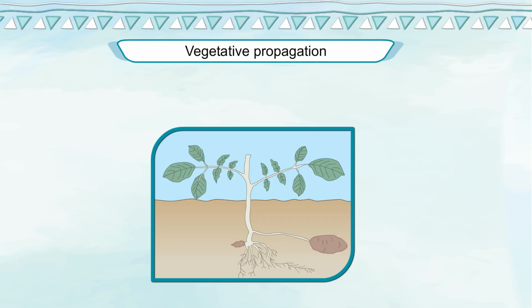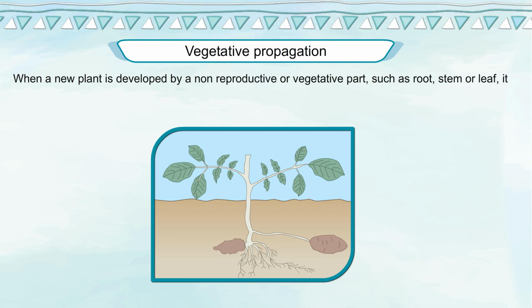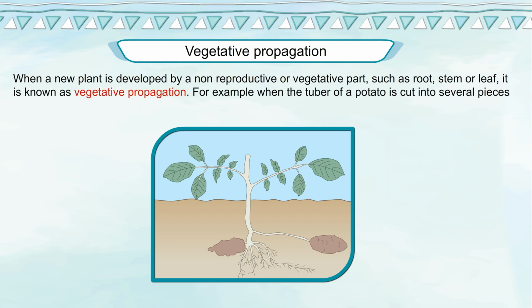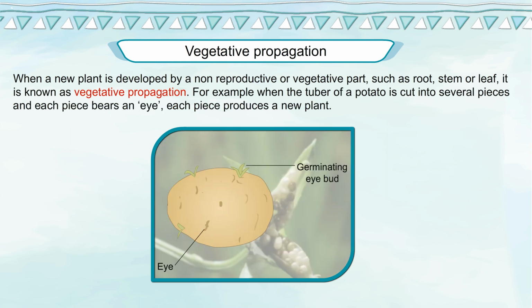Vegetative propagation. When a new plant is developed by a non-reproductive or vegetative part, such as root, stem or leaf, it is known as vegetative propagation. For example, when the tuber of a potato is cut into several pieces and each piece bears an eye, each piece produces a new plant.